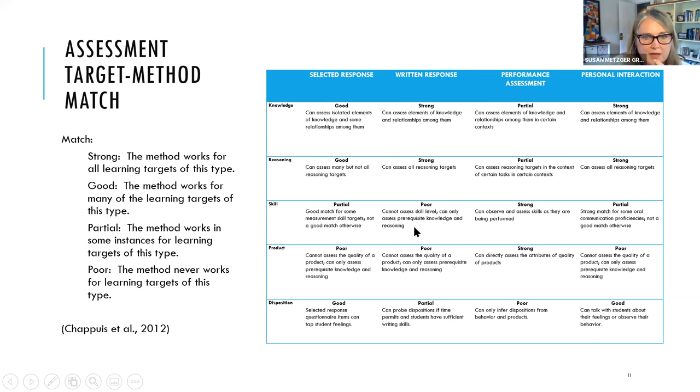For example, if you want to assess a student's ability to have an oral conversation in English, you're not going to have them write an essay. If you want to assess their ability to create a product, you're not going to have them write an essay unless it's a written product. And multiple choice, for example, is a poor way of assessing ability to create a product. As some of you pointed out, you might be able to assess the underlying knowledge, but not the actual product target itself.